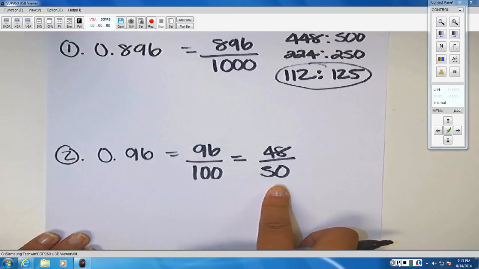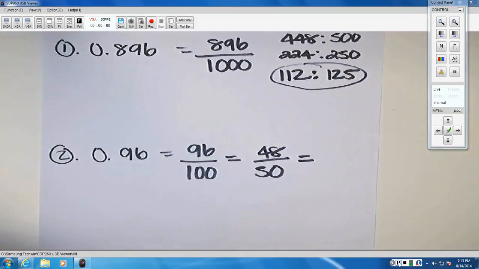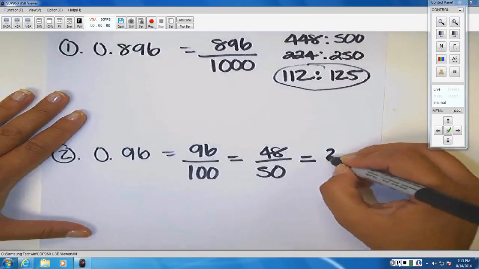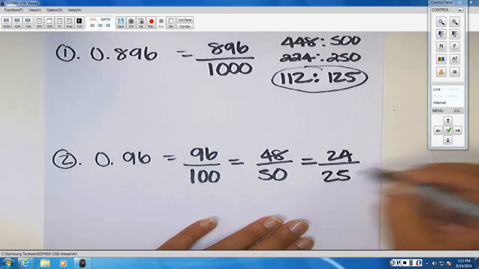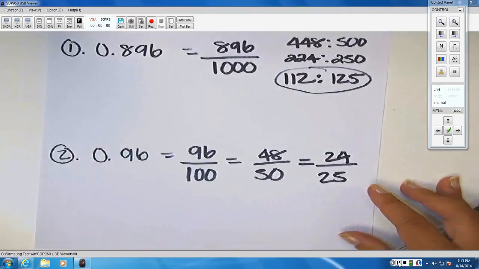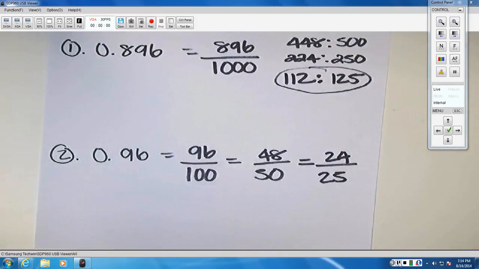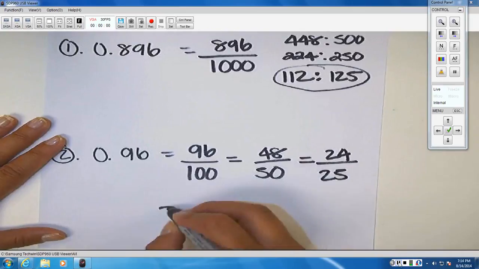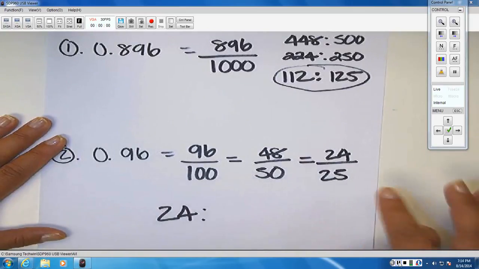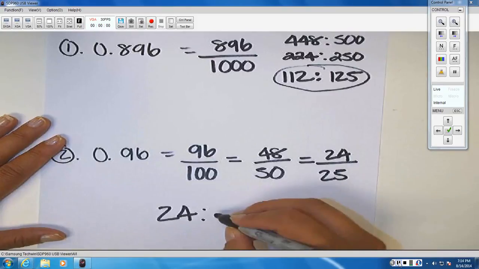And look, 48 50ths, I know that that can be reduced again. So 48 divided by 2 is 24. And I know that 2 will go into 50 25 times. So here, finally, I've gotten to my fraction that's in its lowest terms, or it's reduced as far as it will go. And now I can just take this simple fraction and turn it into a ratio. The top number, or the numerator, becomes my first number of the ratio. And my bottom number, or denominator, becomes the second number of my ratio.